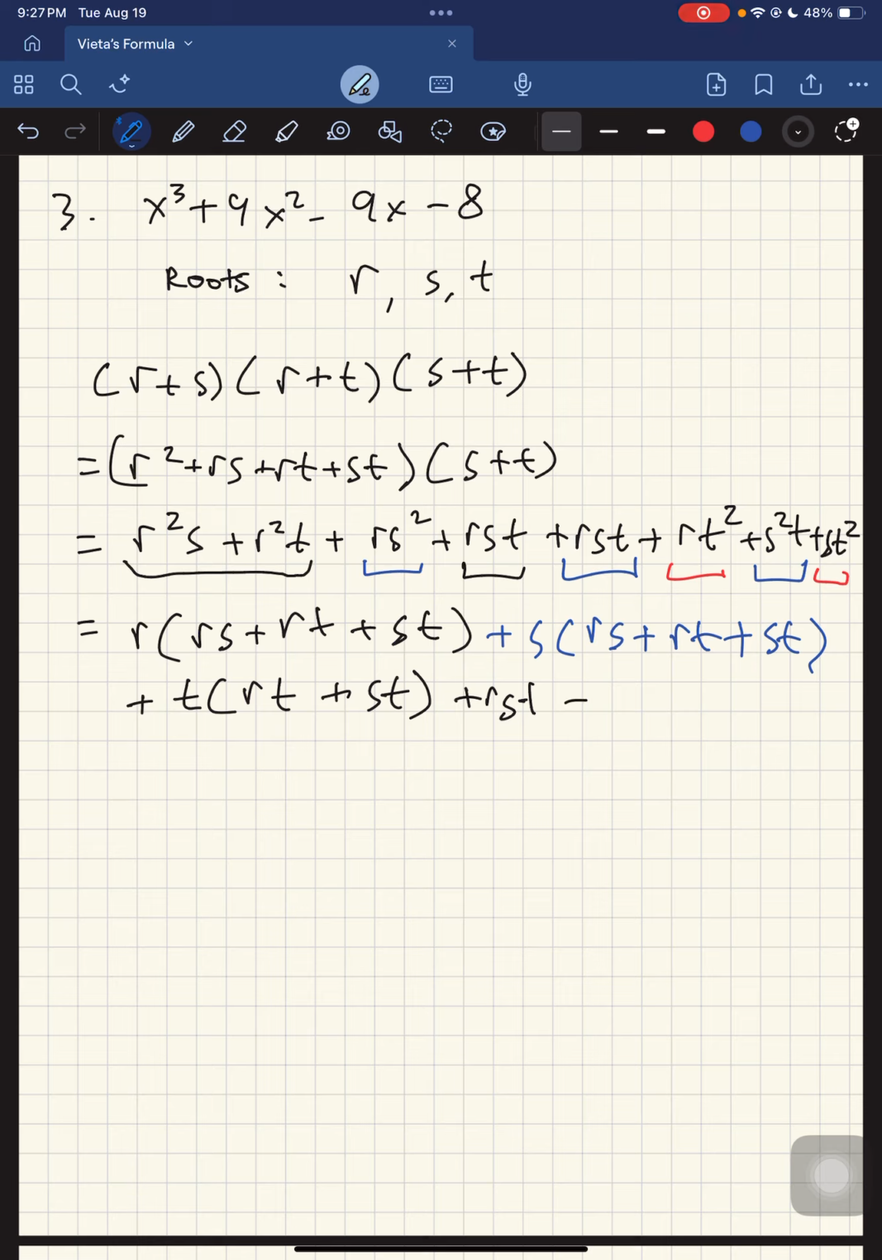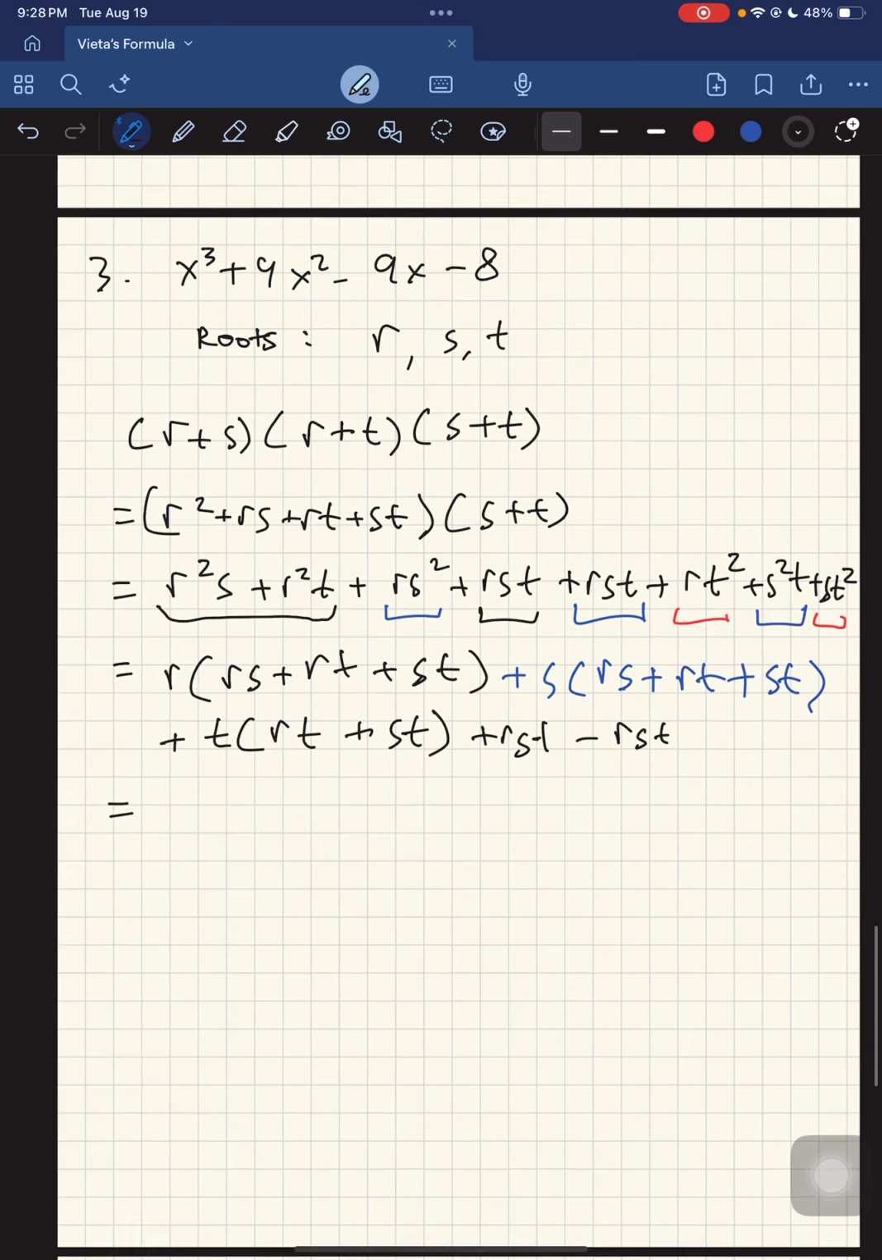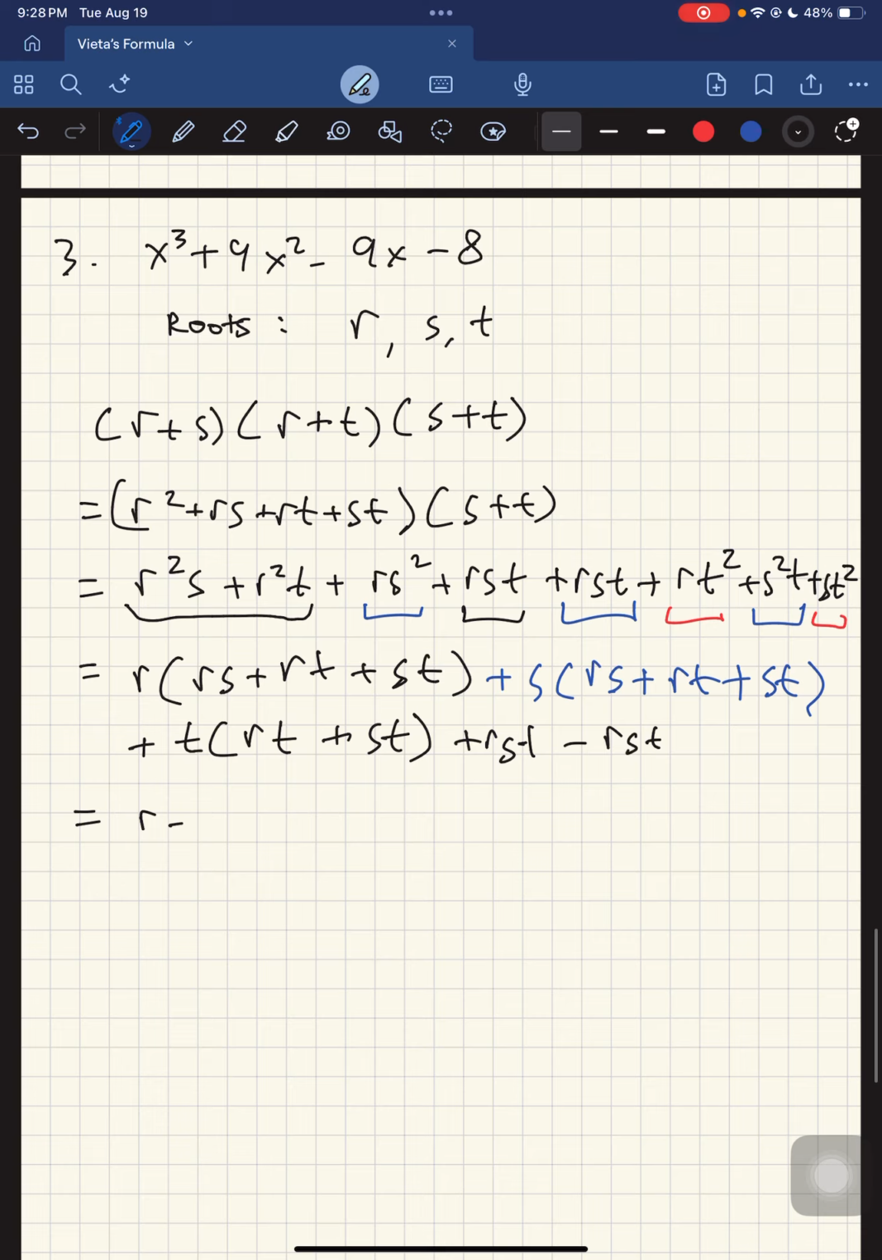But since this is not equal to the original expression, we can subtract the RST back later. And then using this, this is just going to be equal to t times (rt plus st) times rs. This is just going to be equal to t times the second symmetric sum. And since we have r times the second symmetric sum plus s times the second symmetric sum plus t times the second symmetric sum, we can factor this. This is just going to be equal to (r plus s plus t) times the second symmetric sum.